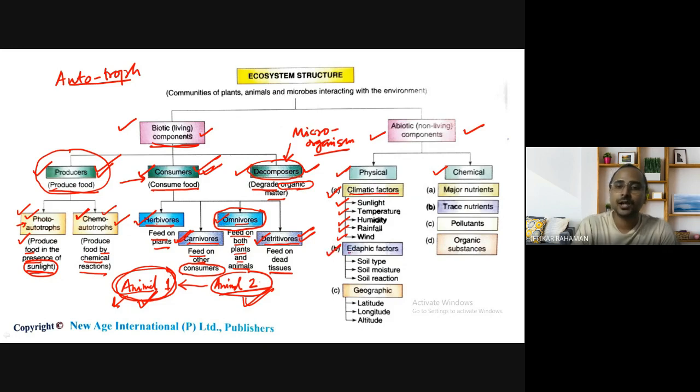Next one, edaphic factors. Edaphic factors are related to soil. These include soil type, soil moisture, soil reaction. There can be several types of soil, and the nature of the soil can be of different types. It is possible that soil type differs. Soil moisture can also differ. Soil reaction can also differ.